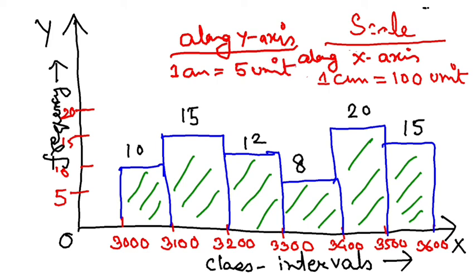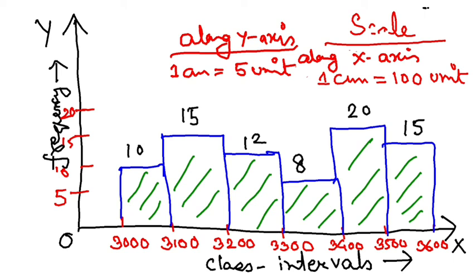Alright, so in both the x-axis and the y-axis you will draw 1 centimeter. So if you look at the x-axis, 3000 to 3100, so 3000 to 3100 means 100 units. So I have written 1 centimeter equal to 100 unit. In the y-axis I have taken 1 centimeter as 5 unit. Alright, you are almost done, apart from one little thing.